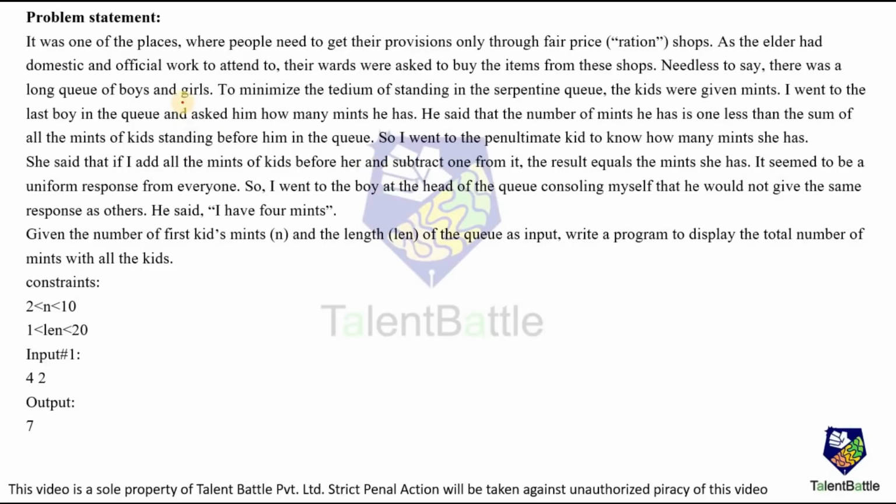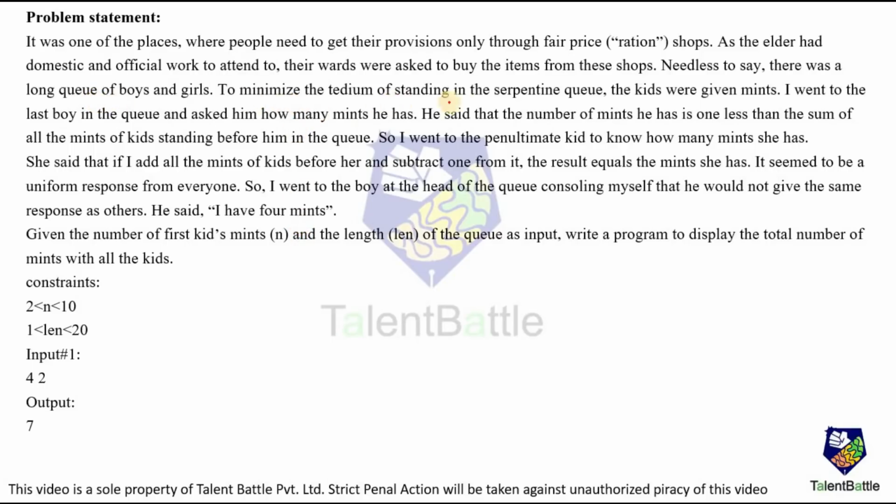So what is given here? It was one of the places where people need to get their provisions only through fair price ration shops. As the elders had domestic and official work to attend to, their wards were asked to buy the items from these shops. Needless to say, there was a long queue of boys and girls, right? So there is a queue actually. But it doesn't mean that you have to utilize a queue data structure over here. Just understand what is given properly.